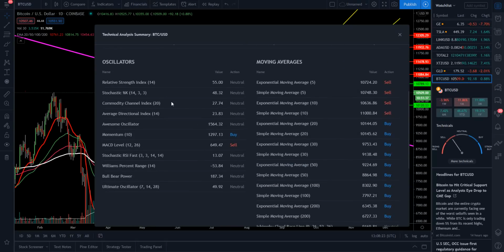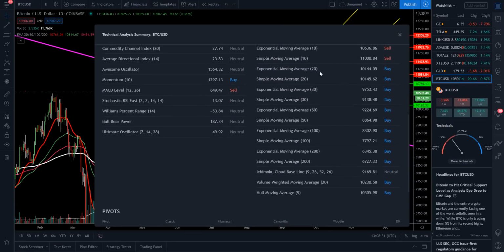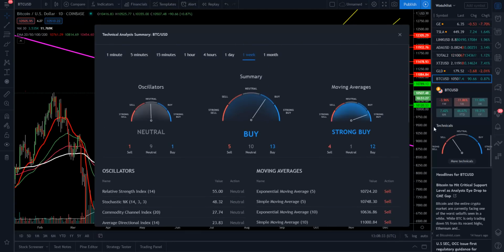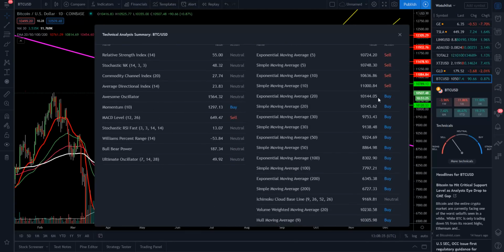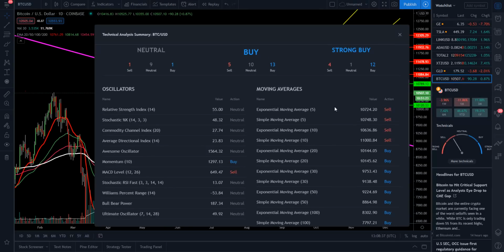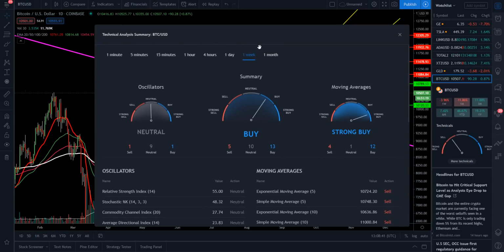And people ask me about this. This is basically adding up and doing the math on all the oscillators, what they're showing, if they're neutral, buy, sell, and then all the moving averages from the 5 up to that 200. And you can see in the longer term, we have a buy, in the shorter term, we have a sell there on the 5 and the 10 for the 1 week. And then you can bounce out to the 1 month, which is pretty cool as well.